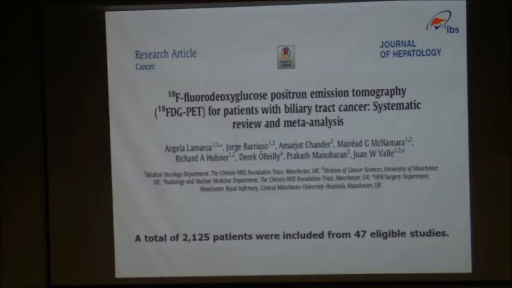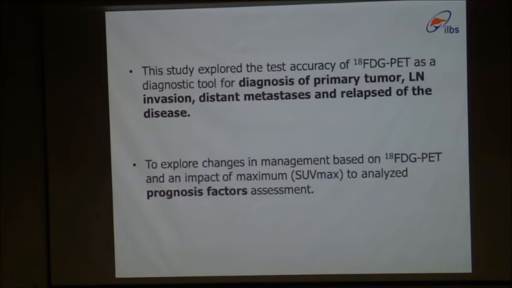This was a robust study which was conducted, and it is the best in the world. A total of 2,125 patients were included from 47 studies. The study explored the test accuracy of FDG-PET for diagnosis of the primary tumor, lymph node invasion, distant metastasis, and relapse of the disease, to explore the changes in management based on the FDG-PET, and the impact of the maximum SUV was analyzed with prognostic assessment.